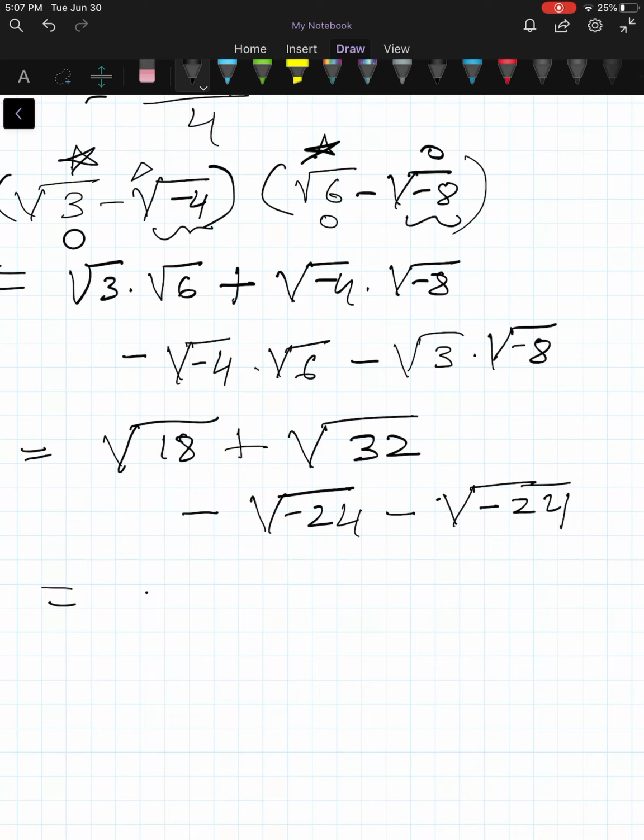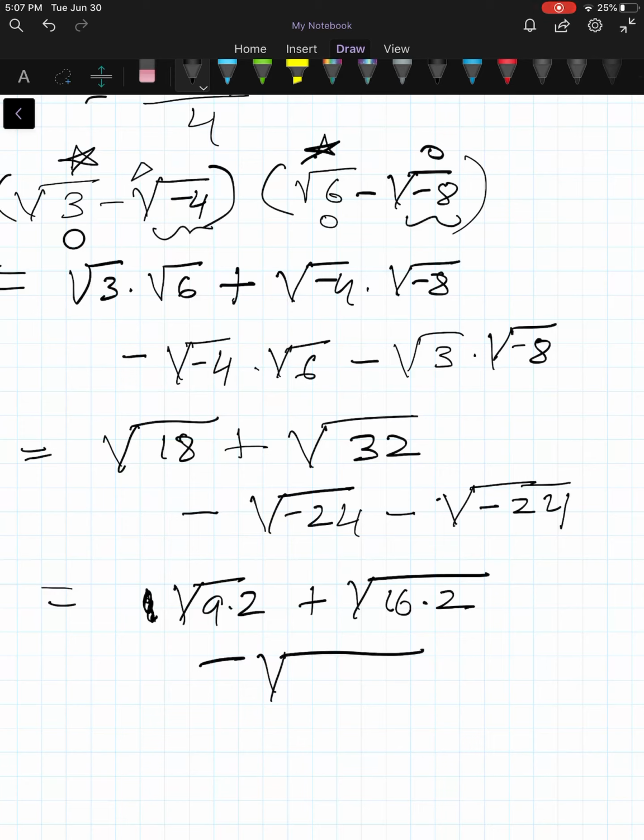Okay, so this would give us square root of 18, which is nothing but how can we write 18 in terms of 9 and 2, right? Square root of 9 times 2, plus square root of 32 can be written as, so 4 and 8, okay, 16 and 2, correct? So minus square root of 24 can be written as 4 and 6.